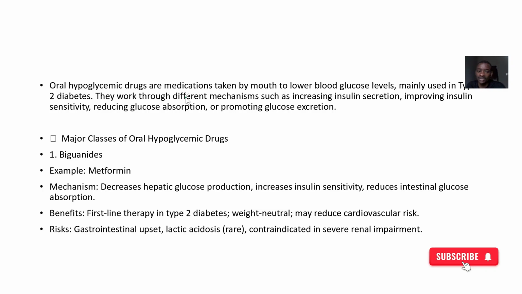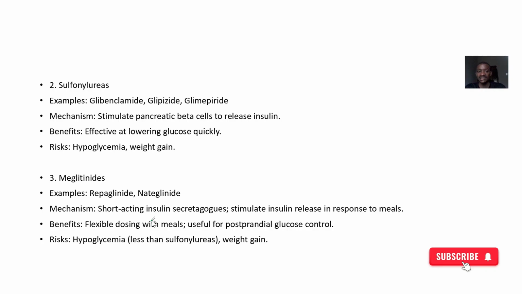So the major classes of oral hypoglycemic drugs, we have the Biguanides. Those ones decrease hepatic glucose production, they increase insulin sensitivity, and they reduce intestinal glucose absorption. Do you understand? So they will reduce the glucose in the system, basically by putting it out. They are the first line in type 2. They can cause gastrointestinal issues and lactic acidosis.